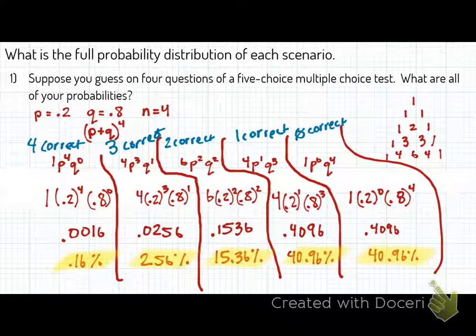Ready? Go. On a 5-choice, multiple choice test, how many choices do you get per problem? 5. How many of those choices are correct? Only 1. So what's the probability of you picking 1 out of the 5 correct? 20%. 1/5, right? So that's the probability of success, 20%. You see, 0.2. What's the probability of you failing and not picking that one? 4 out of 5, which is 80%. That's what we have here.